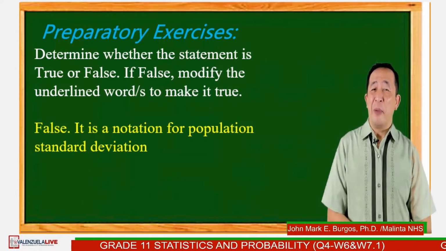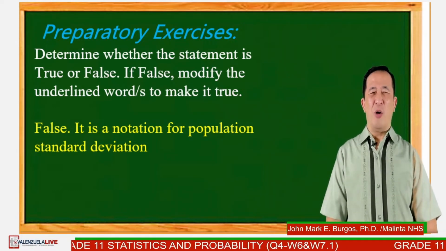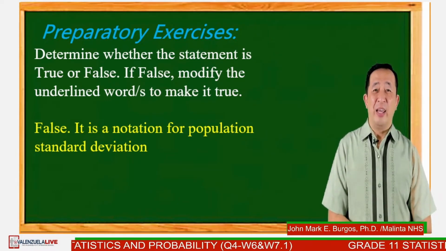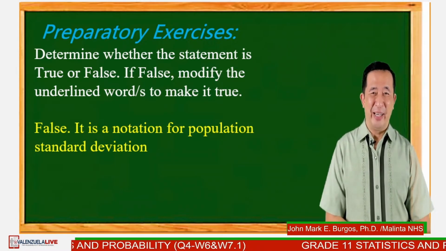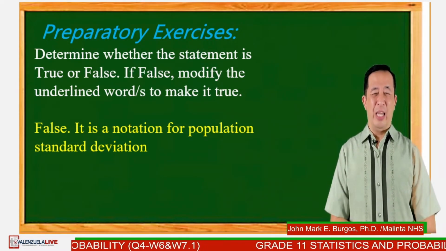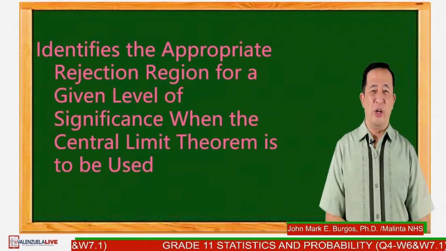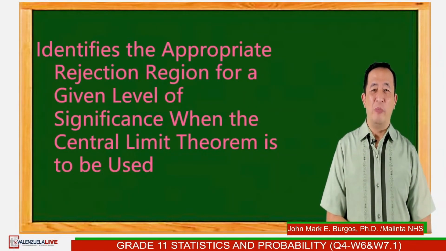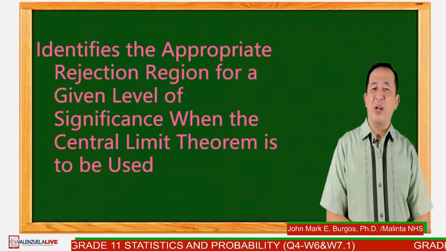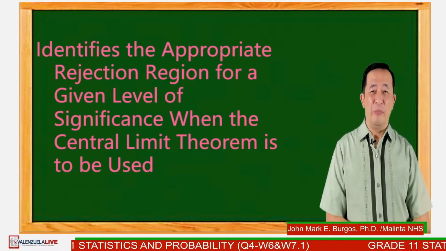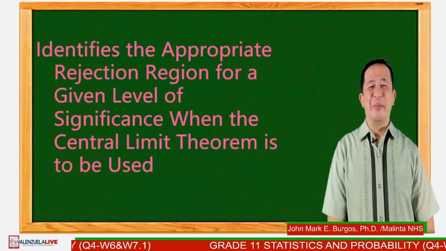If you've got a perfect score, all correct answers, then that is an excellent result. So let's proceed now to our lesson. Identifies the appropriate rejection region for a given level of significance when the central limit theorem is to be used. Let us have a sample problem.